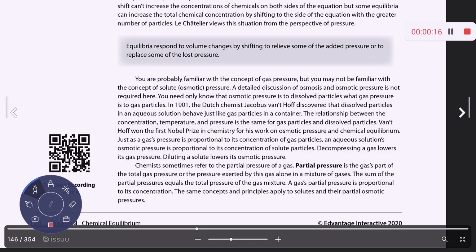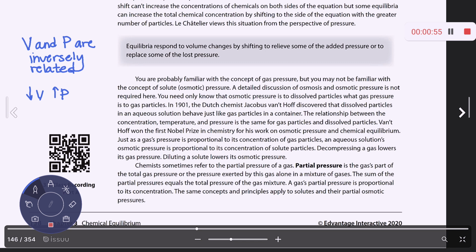You guys know that volume and pressure are inversely related. So V and P are inversely related. This was Boyle's law. So if we change the volume, and let's say I make the volume smaller, then that means that the pressure will subsequently increase. And in order to get back to equilibrium, you would have to relieve some of that added pressure. You will never relieve all of it, okay?